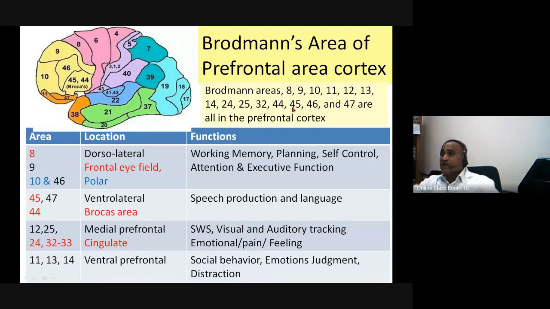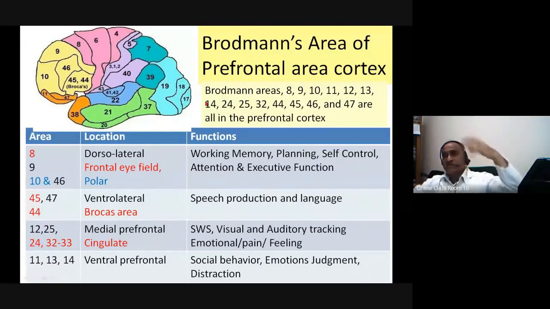These prefrontal areas, look at that. Here I have written 8, 9, 10, 11, 12, 13, 14. They go inside, they go interior. Then after that we have 24, 25.